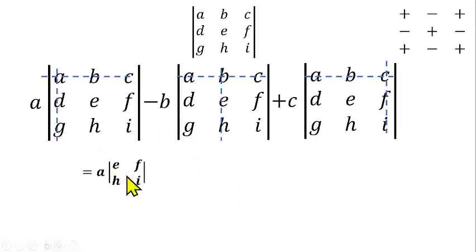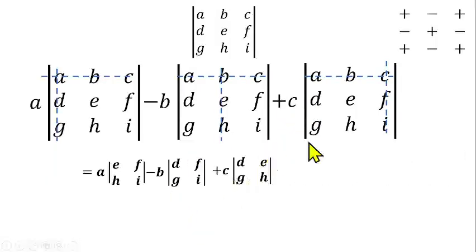For this one, you have this. For this, we have this one minus the B into this. Then for this, we have a plus this one. So like this, now you have been able to reduce this 3 by 3 matrix to 2 by 2 matrices using the first row, which is A, then B and C with their positional signs, which is positive, negative, then positive. Do you understand that?